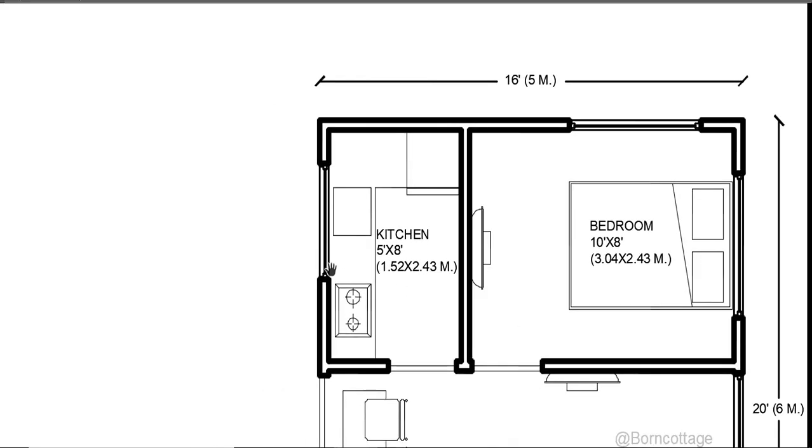The size of the kitchen area is 5 feet into 8 feet, in meter 1.52 into 2.43 meter. You can see here the kitchen counter, the burner, sink, and refrigerator arrangement, and a large size window for ventilation of this kitchen. So this is the floor plan of the house you are watching on the screen.